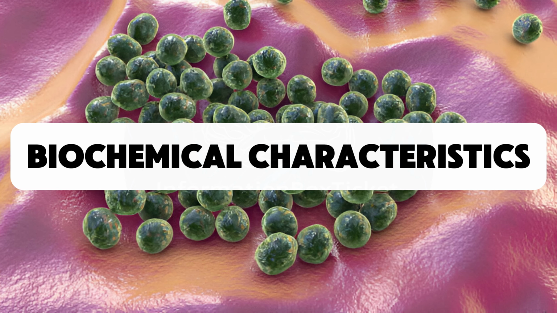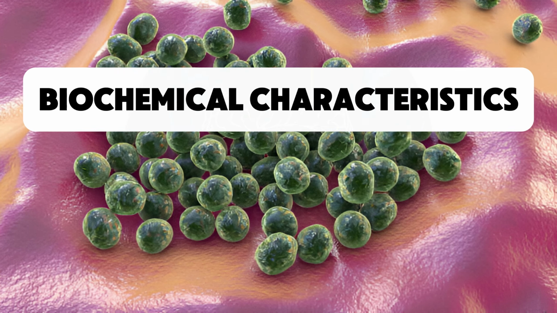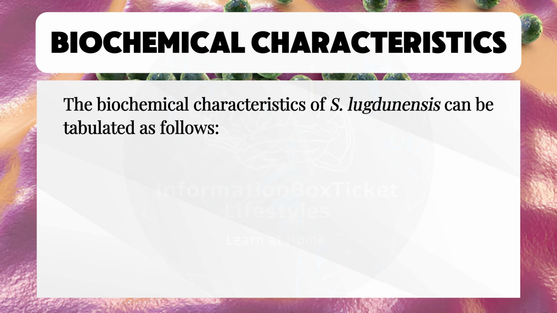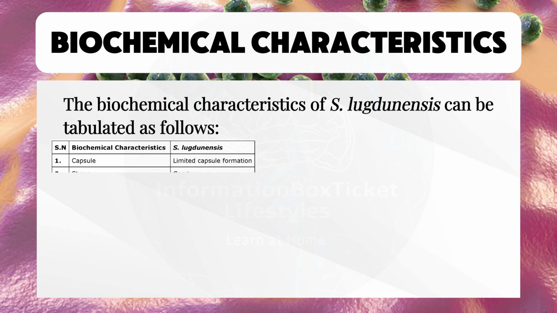Biochemical characteristics of Staphylococcus lugdunensis. The biochemical characteristics of Staphylococcus lugdunensis can be tabulated as follows. Staphylococcus lugdunensis exhibits a distinctive set of biochemical characteristics that aid in its identification and differentiation from other bacteria. It typically shows limited capsule formation and appears as cocci under microscopic examination.